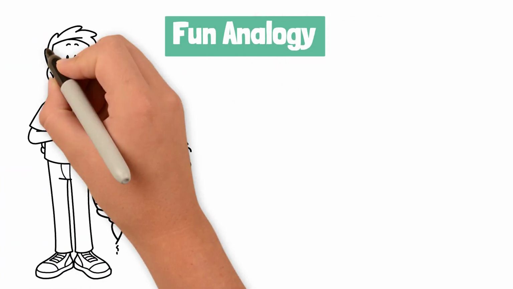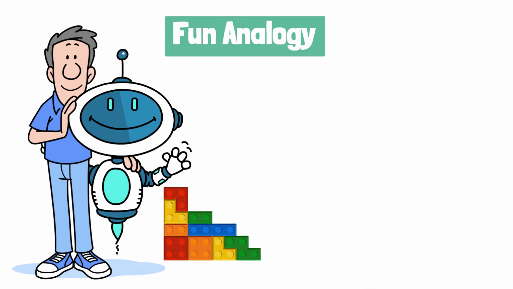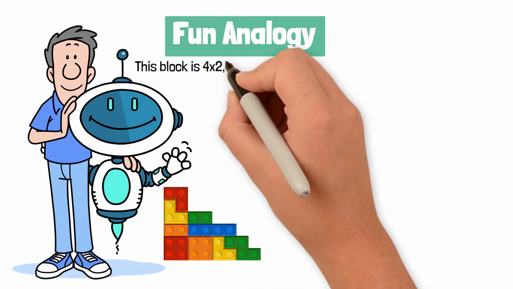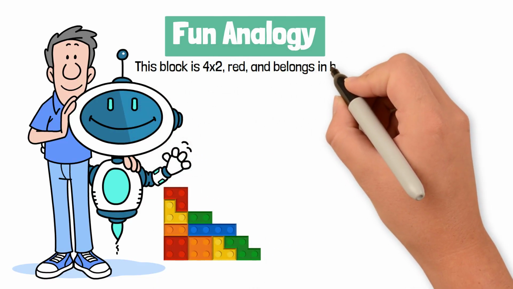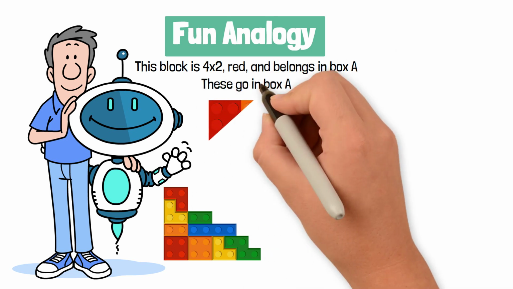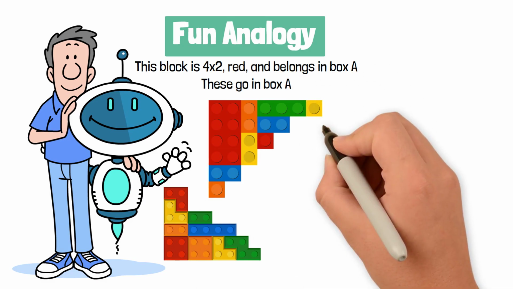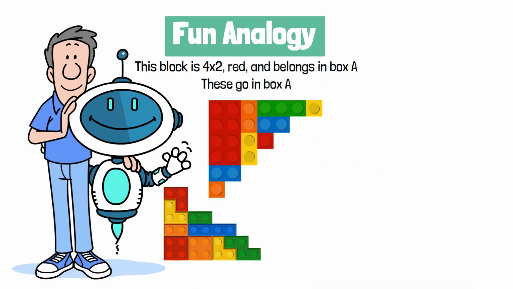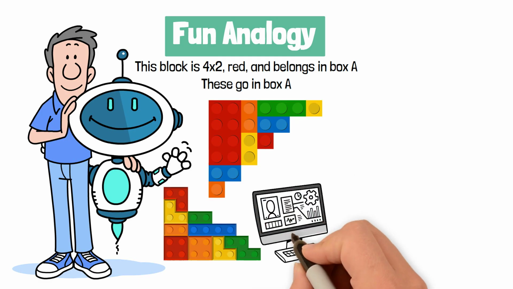Fun analogy, machine learning is like teaching a robot to sort Lego blocks. You don't tell it, this block is 4 by 2, red, and belongs in box A. Instead, you show it lots of red blocks and say, these go in box A. Soon, the robot learns to sort on its own, even if a new red block is a bit different. That's the power of learning through data.